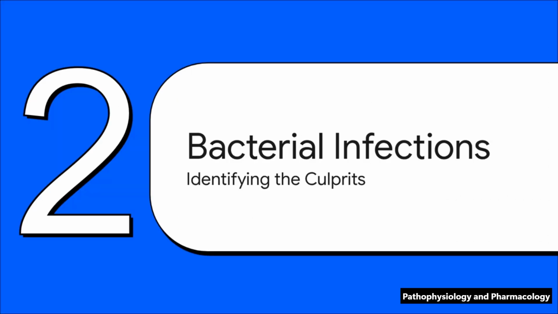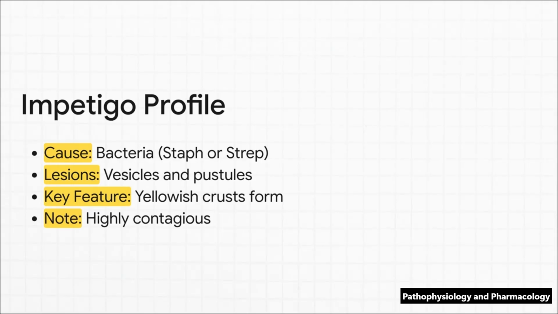Okay, so now that we have the vocabulary down, we can start putting it to work to identify some common skin infections. Let's start with bacteria. A classic one you are definitely going to see in practice is impetigo. It's caused by staph or strep, and it's a perfect way to use our new terms. It starts out with vesicles or pustules, but then they rupture and form these really characteristic yellowish, honey-colored crusts. The big clinical pearl here, it is super contagious.